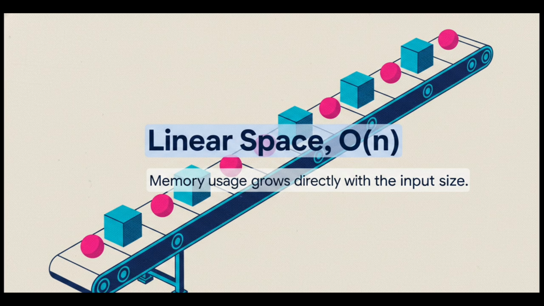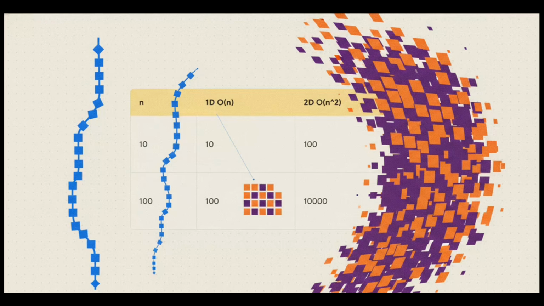It's a totally direct one-to-one relationship. But you really have to watch out for quadratic space complexity, or O of n squared. This is where things get out of hand super quickly. A single 1D list is fine, it just grows linearly. But a 2-dimensional array like a matrix, it literally explodes exponentially.